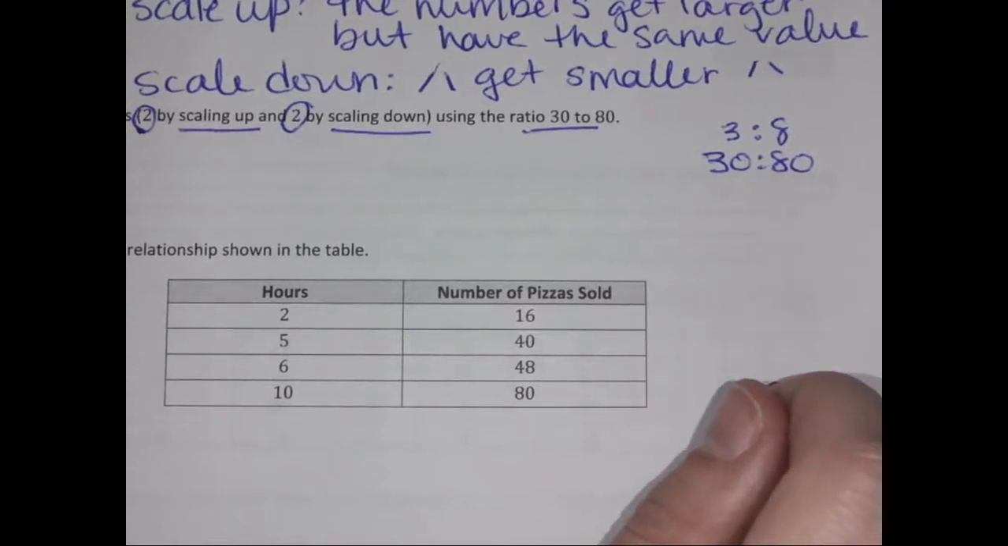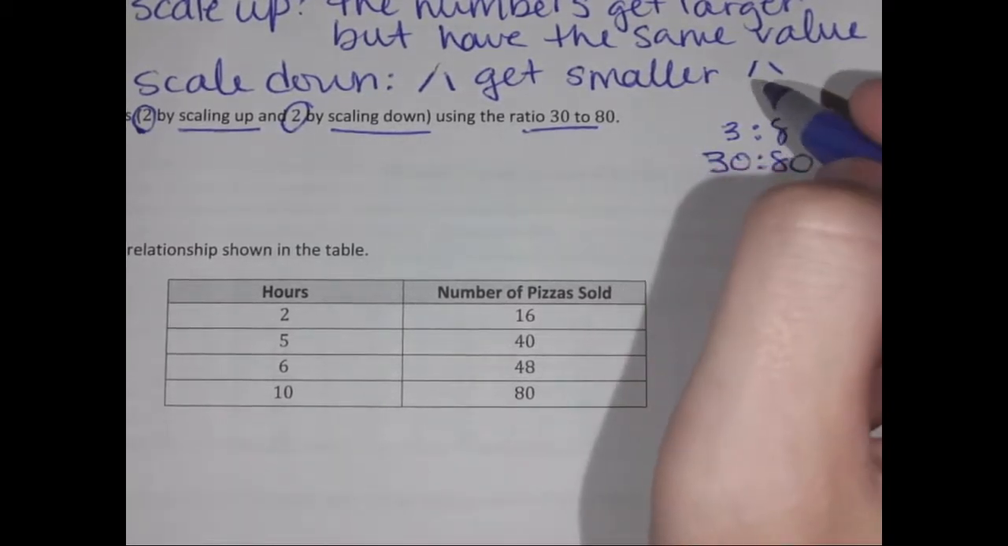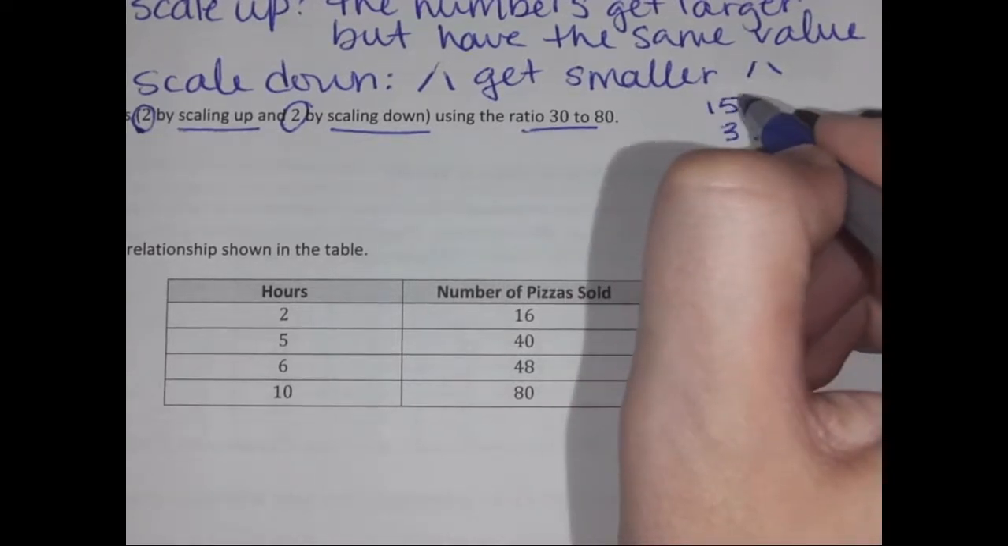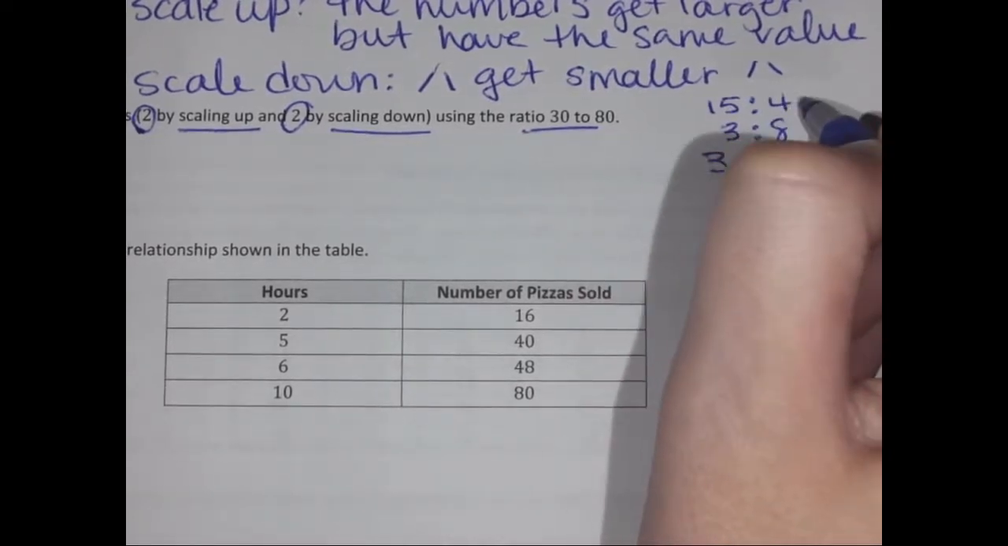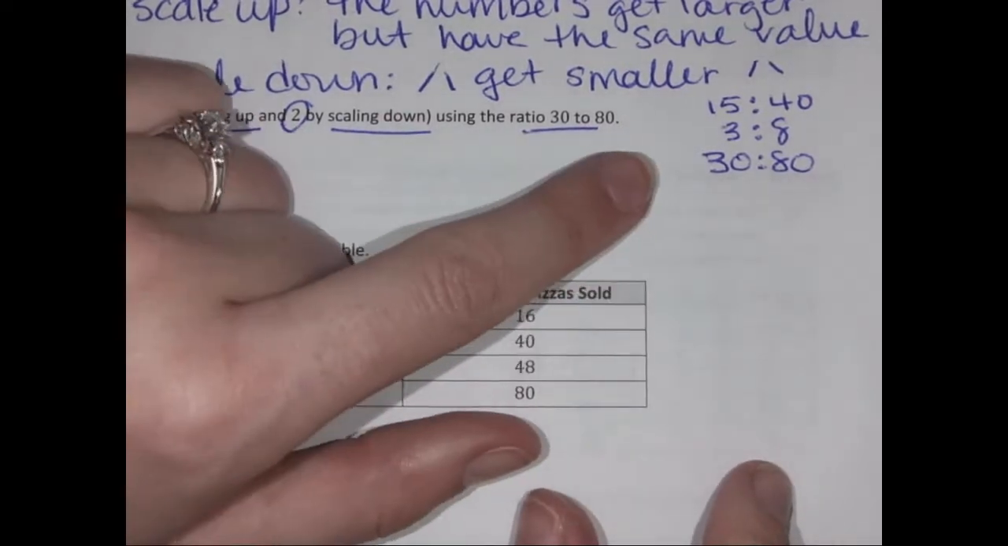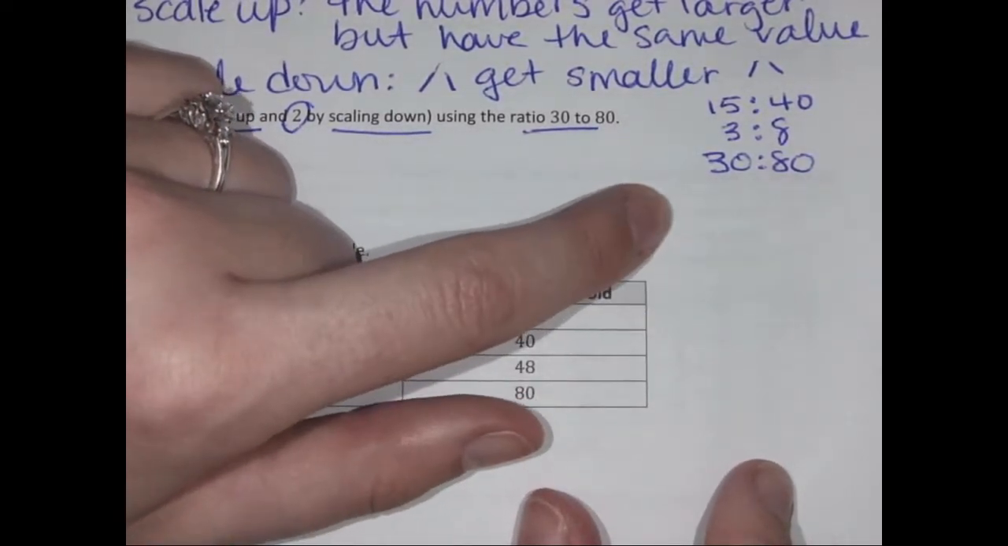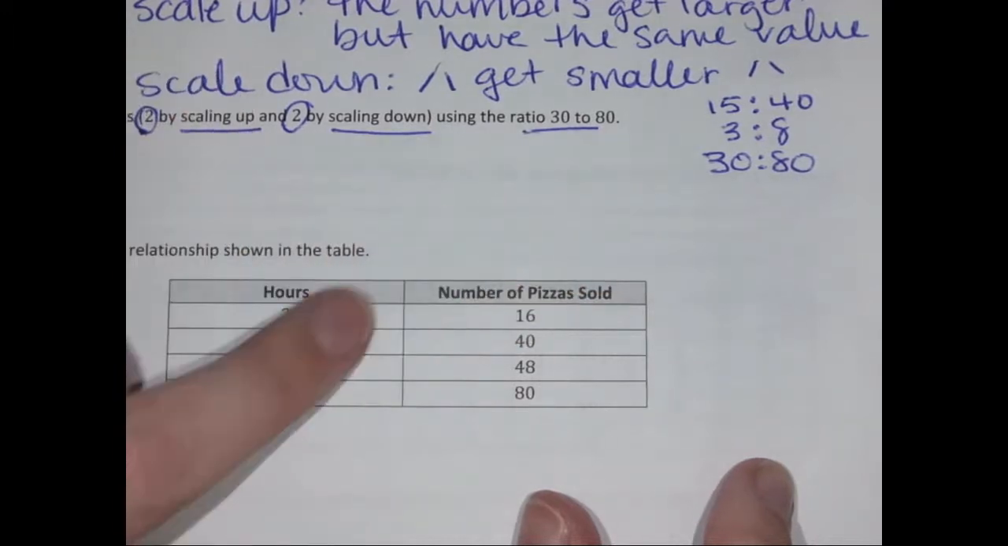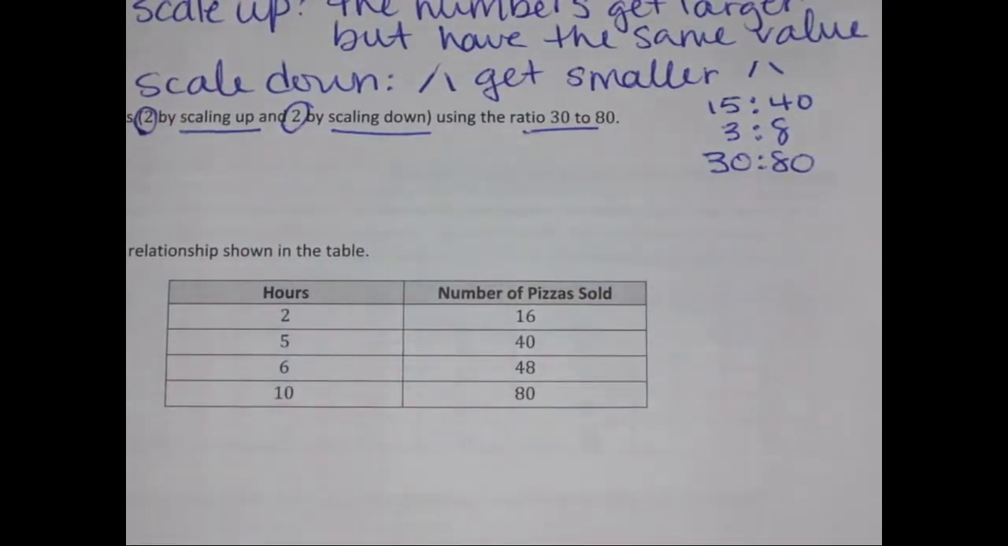30 divided by 2 is? 15. 80 divided by 2 is? 40. Do I have 2 equivalent ratios that are smaller than 30 to 80? Yes. Now what do I have to do, Wesley? What else does the problem ask for? We got to scale up. Create 2 equivalent ratios that are larger. Okay, how do I do that?